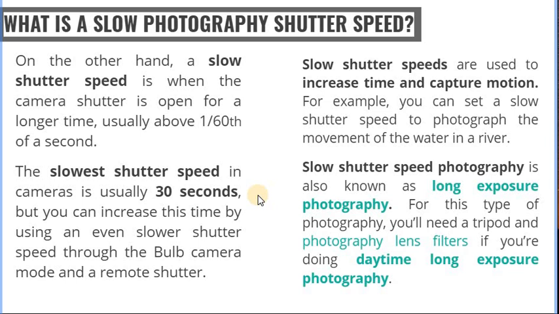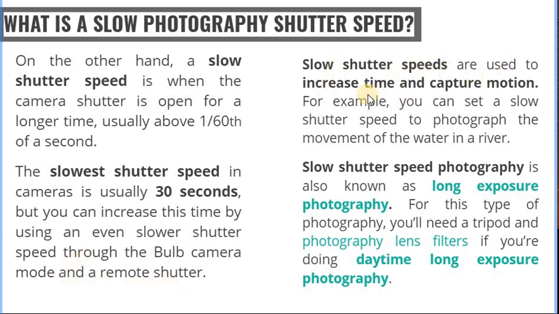Kasi 'di ba, sabi natin sa bulb method, hindi magko-close ang ating shutter sa loob ng camera unless aalisin mo yung pagkapindot mo sa mismong shutter button. So, kung ang camera mo, ang pinaka-maximum lang is 30 seconds, therefore, gumamit ka na ng bulb method para mas matagal ang kuhanin mo. You can increase that by using the bulb camera mode or the remote shutter.